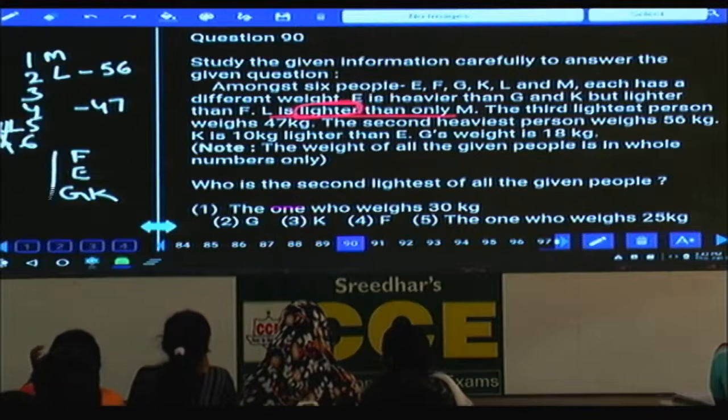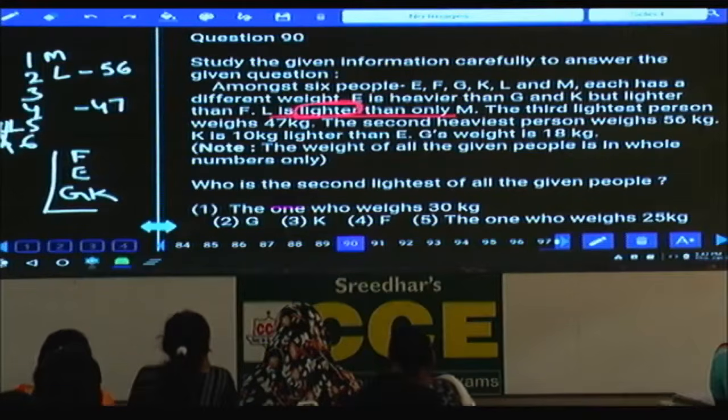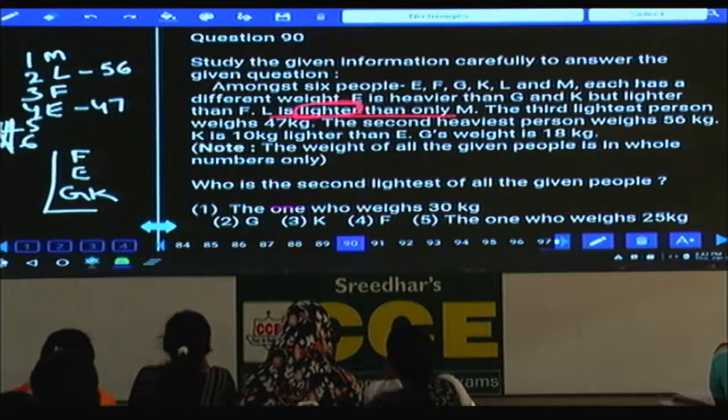Now sir, these 4 persons were there. Where should these 4 persons go? F must be here, E must be here. Between 5 and 6, G and K in any order. Then at the same time, the third lightest person is 47, the second heaviest person is 56, and K is 10 kgs lighter than E. As K is 10 kgs lighter than E, K must be how much? K must be 37.